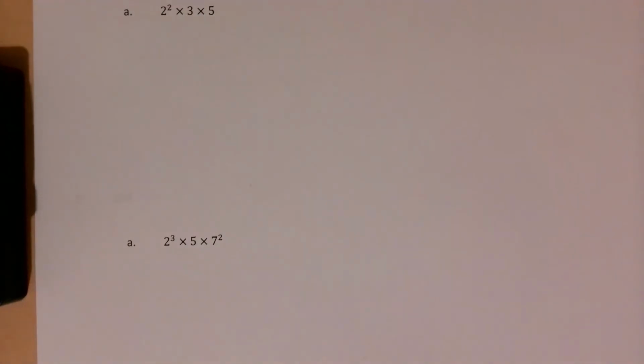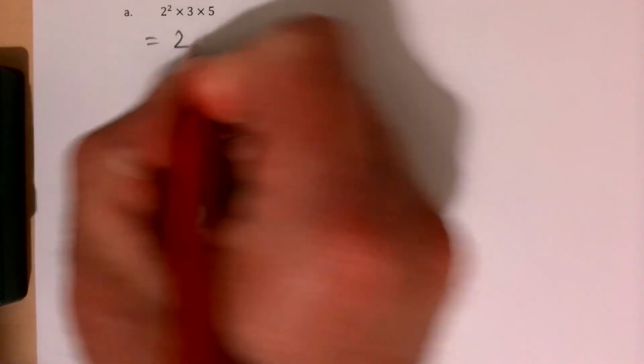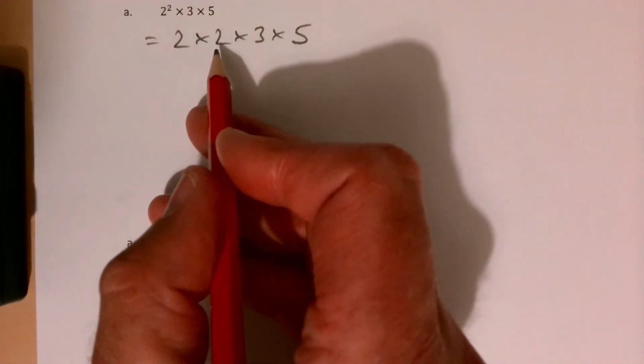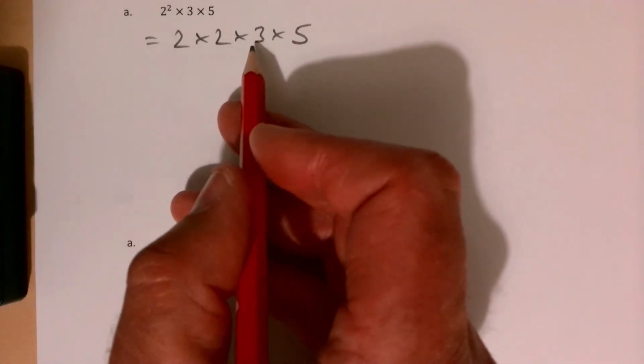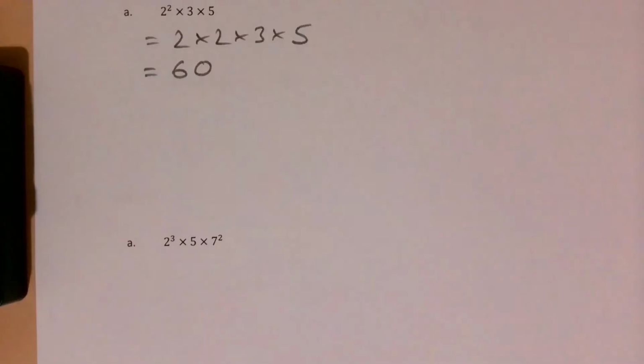Calculate the value of the following. So we have 2 times 2 times 3 times 5. We're going to do this loads of different ways. 2 times 2 is 4. 4 times 3 is 12. 12 times 5 is going to give us 60.